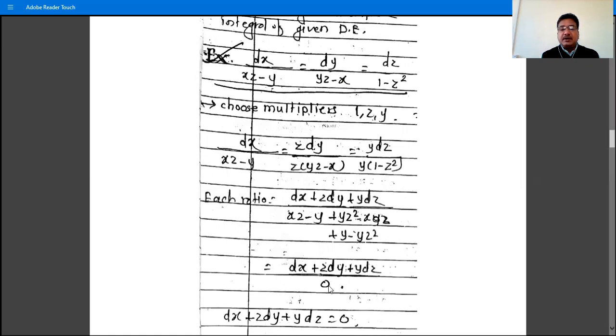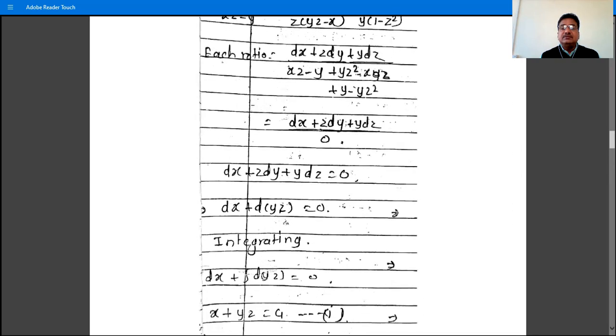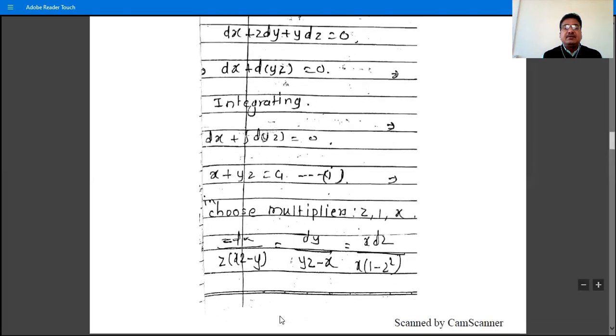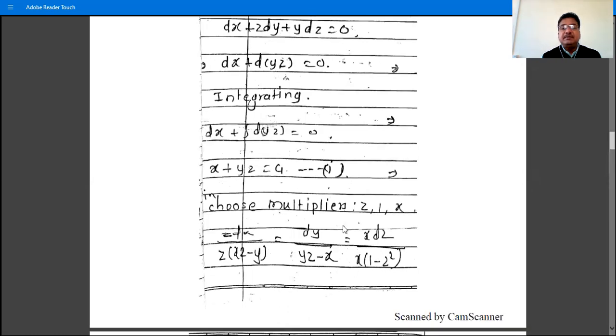Denominator is 0. And therefore, dx plus z dy plus y dz is equal to 0. And this z dy plus y dz is the derivative of y into z. So what is the derivative of y into z? y dz plus z dy. This is the derivative. And so after integration, what do we have? Integration of dx is x, and integration of d(yz) is yz. Derivative and integration cancel each other, and therefore it is equal to the constant of integration c1. So this is one solution of the given differential equation.